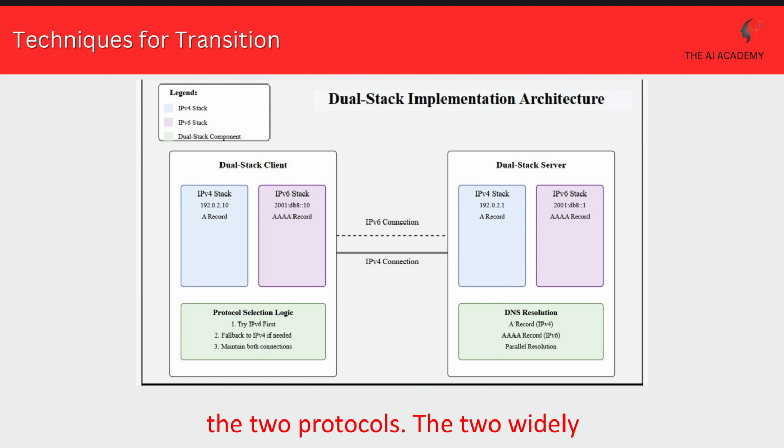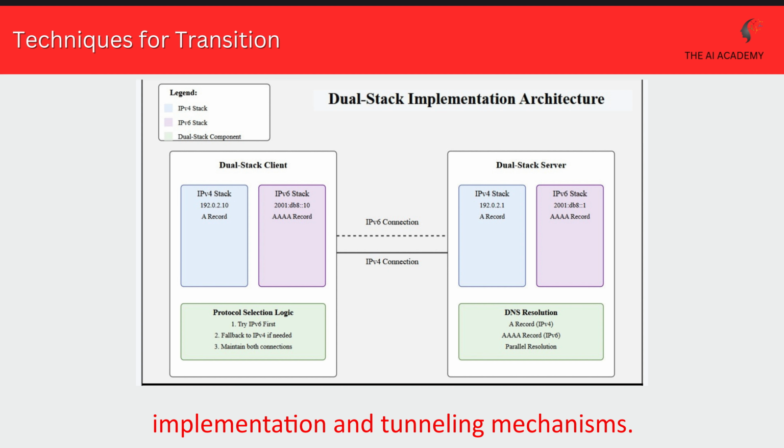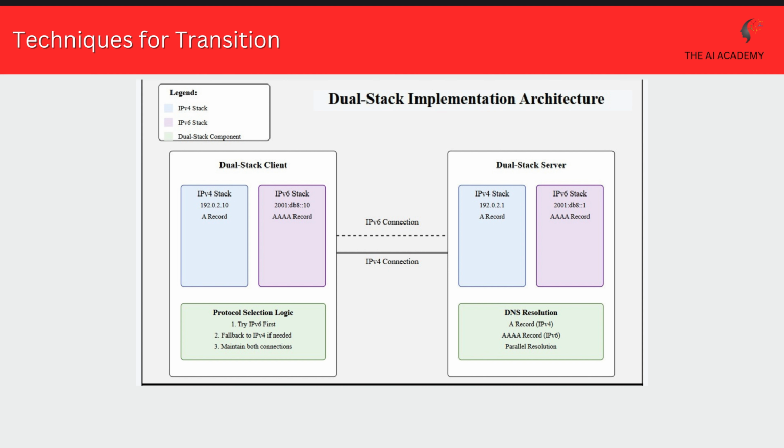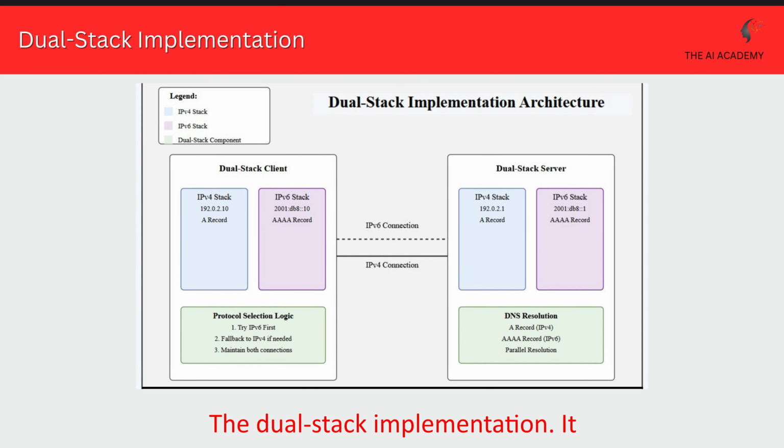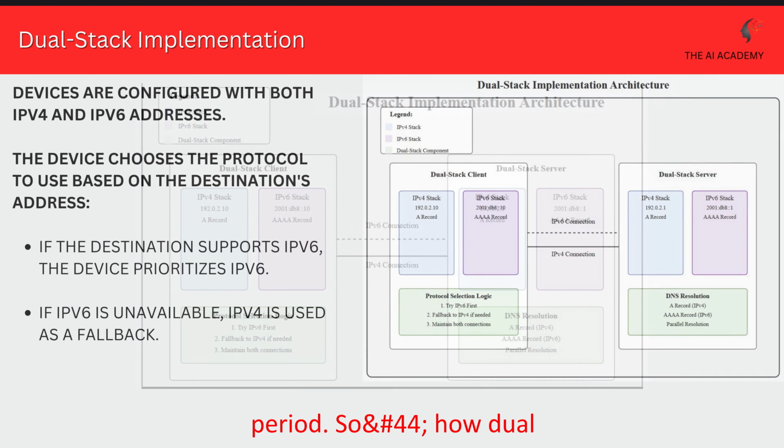The two widely used techniques are dual-stack implementation and tunneling mechanisms. The dual-stack implementation allows a network or device to operate with both IPv4 and IPv6 simultaneously. This approach enables seamless communication across both protocols during the transition period.